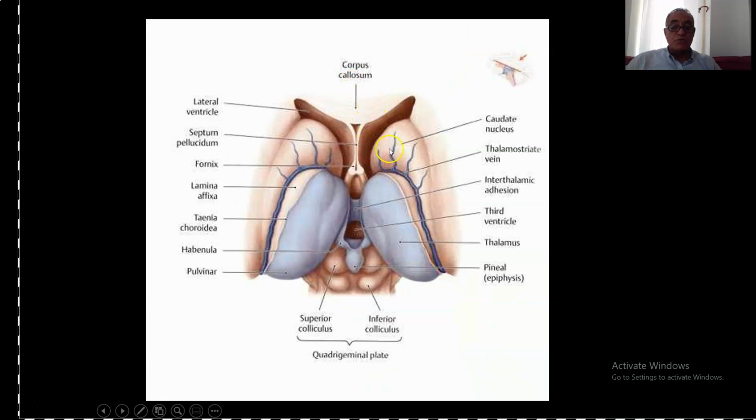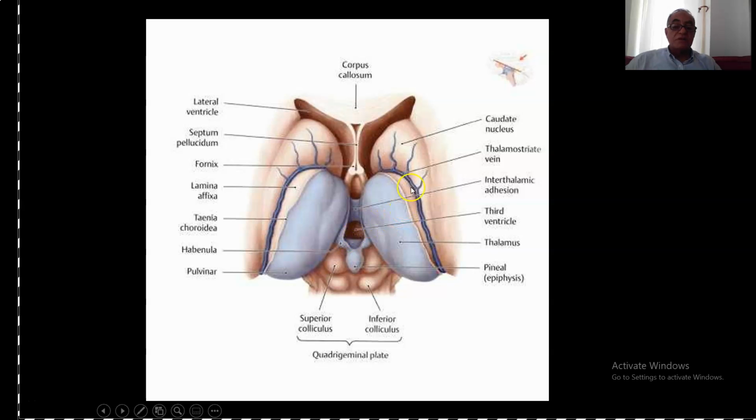This is a superior view of the thalamus, showing that it forms part of the floor of the body of the lateral ventricle and the lateral wall of the third ventricle. And we have the two thalami, right and left, connected together by interthalamic adhesions or massa intermedia. And above the thalamus, at the roof of the thalamus posteriorly, lies the pineal gland and the habenular nuclei.